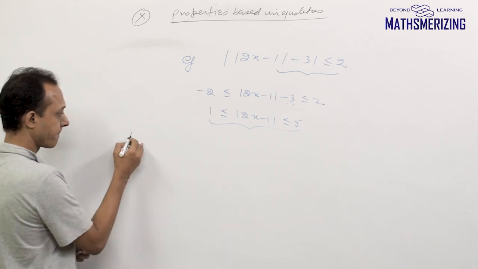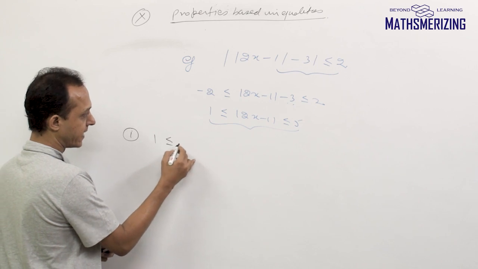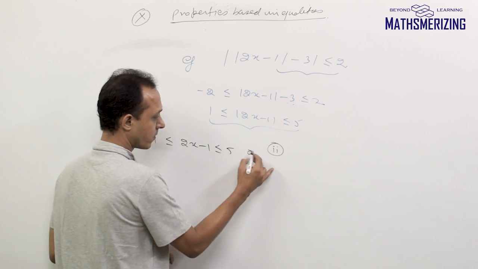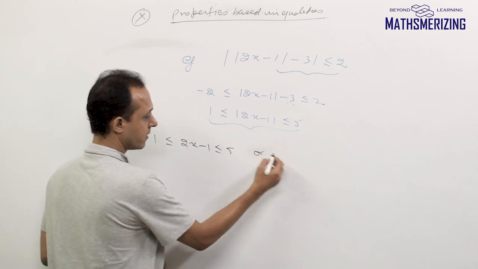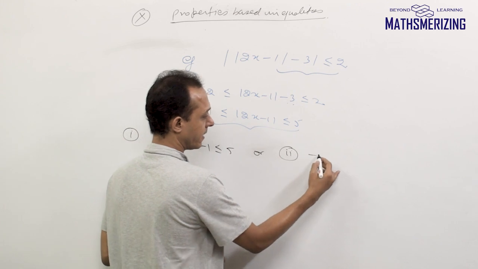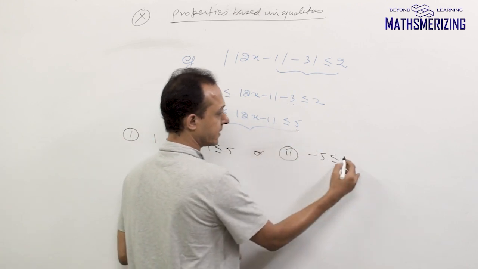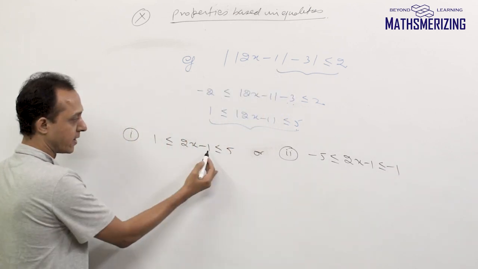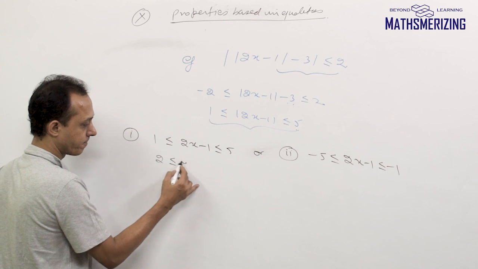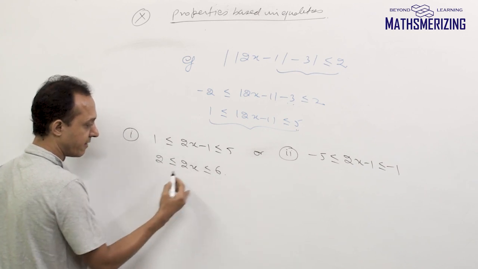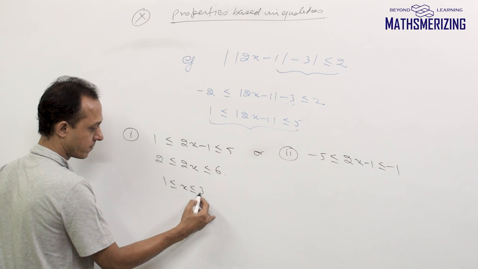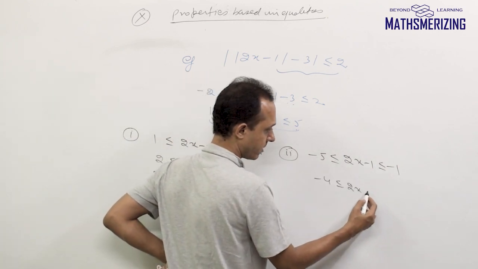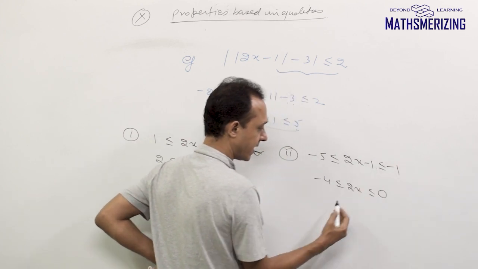Case 1, when x lies between a and b, and case 2, or second case, in which x lies between minus b and minus a. So if I solve it, I'll get 2, I'll divide by 2, and from this one, if I add 1, I'll get minus 4. 2x, 0, I'll divide by 2.